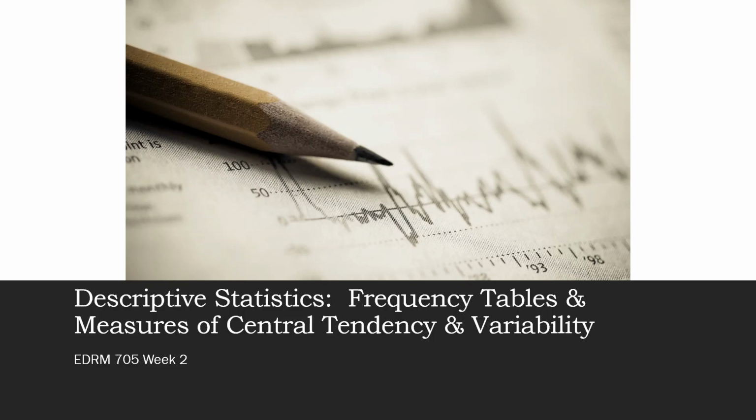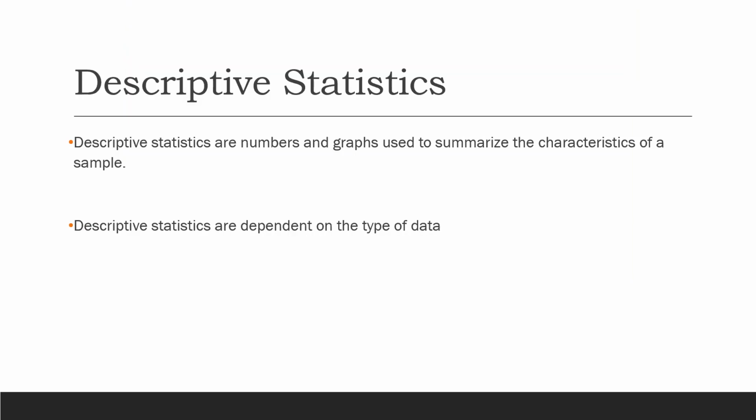Let's talk about descriptive statistics. More specifically, we're going to talk about frequency tables. We're going to talk about measures of central tendency, as well as measures of spread or variability. Descriptive statistics are numbers and graphs that are used to summarize the characteristics of a sample. So whenever we go out, we collect the sample, measure individuals on different variables. We want to be able to create graphs and calculate values so that we can share that information.